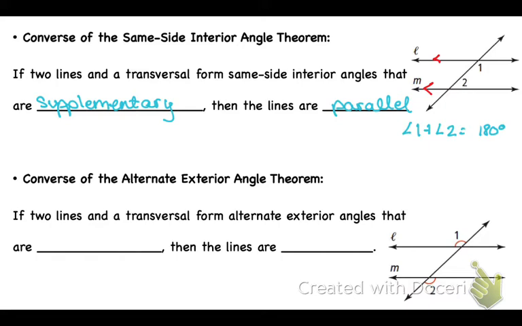Okay, so alternate exterior angles were what? If lines were parallel, they were congruent. So if two lines and a transversal form alternate exterior angles that are congruent, then the lines are parallel. So in my picture, are my alternate exterior angles congruent? Yes, so the lines are parallel. And Gracie, I'm going to even throw you off on this one. I'm going to put 2.